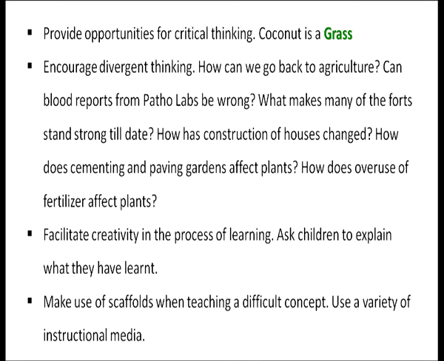And the teacher can embed a lot of communication in the learning process. Present as many questions as possible to the learners. The teacher can provide opportunities for critical thinking. For example, today in Goa we say that coconut is a grass, but coconut is a palm. It's declassified. So let the children think, is coconut grass or is it not? And if it is, why is it? Encourage divergent thinking.